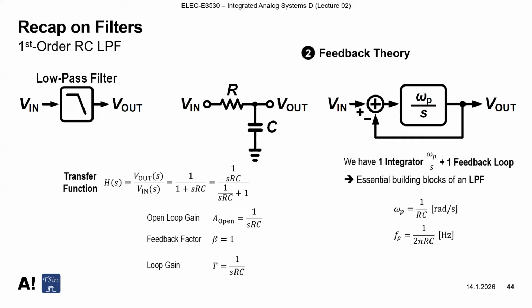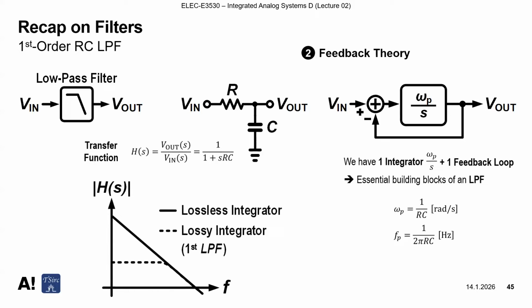So here we have omega p equal to 1 over RC. Now it has a dimension of angular frequency, so radian per second. And when we take this dimension into the physical Hertz domain, then we have to multiply by 1 over 2 pi, as you mentioned, thank you. So 1 over 2 pi RC is the pole frequency in the Hertz domain.